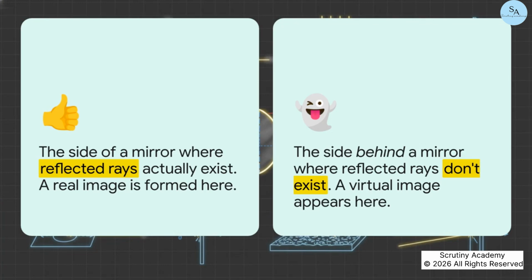Always. This leads us to a really cool idea, real versus virtual space. Real space is our side of the mirror, where the light and the reflected rays actually exist. Virtual space is that world that appears to be behind the mirror. So your reflection is a virtual image because the light rays aren't actually coming from behind the mirror. Our brain just traces them back to that point, creating the illusion.